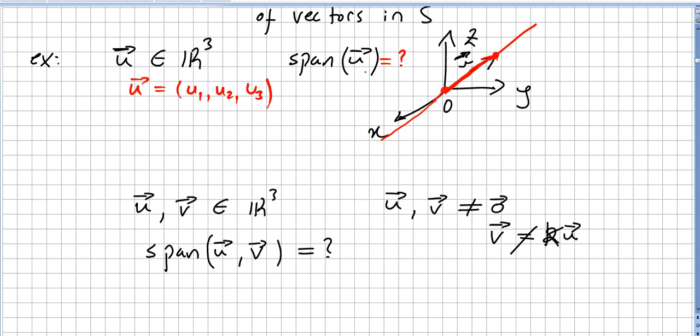The span of U will be, so we have vector U here from the origin, of course, and the span of U will be this, I'm going to call it R, a line that crosses 2 points, this point where the vector ends and the origin. So one vector in R3 spans, the space that it spans is a line.